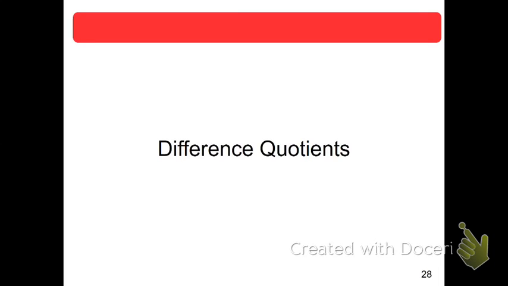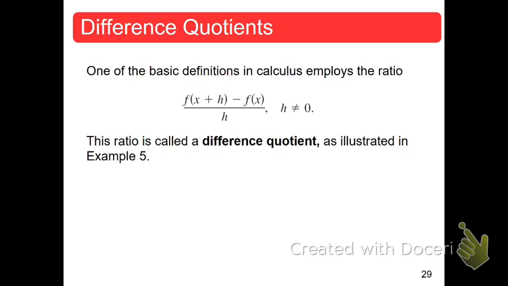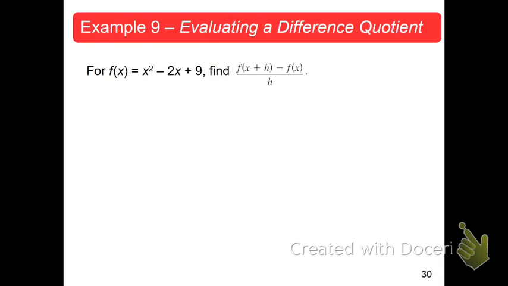All right, let's talk about difference quotients. One of the basic definitions in calculus employs the ratio you can read there, f of x plus h minus f of x all over h, where h cannot be 0. This ratio is called a difference quotient.